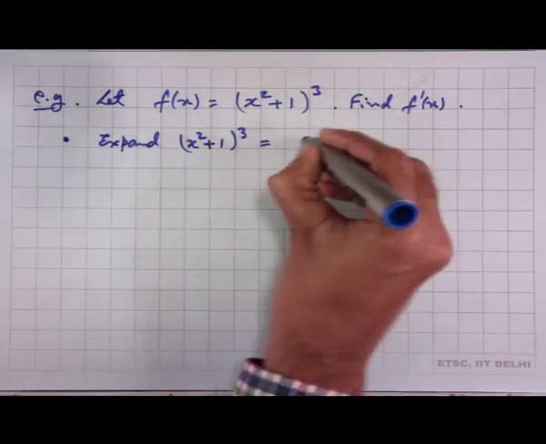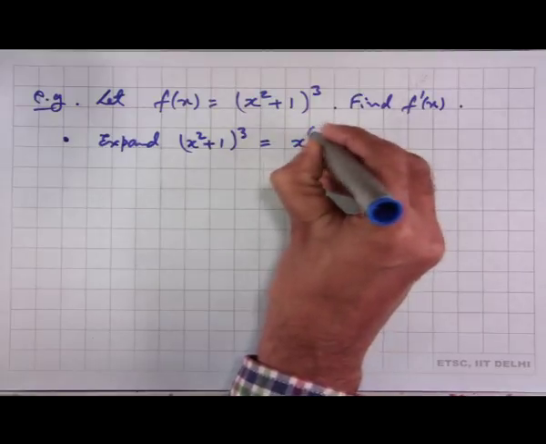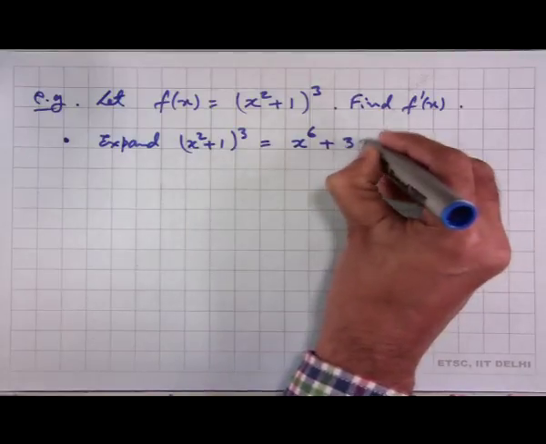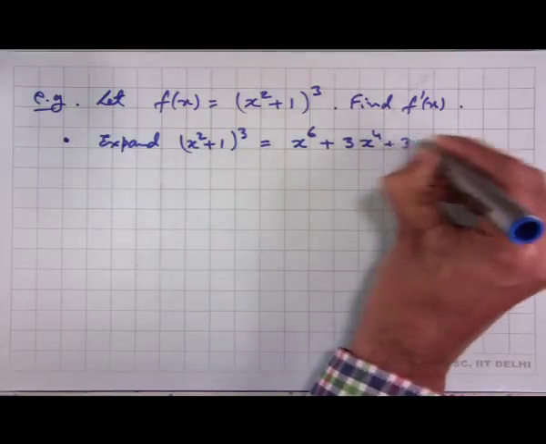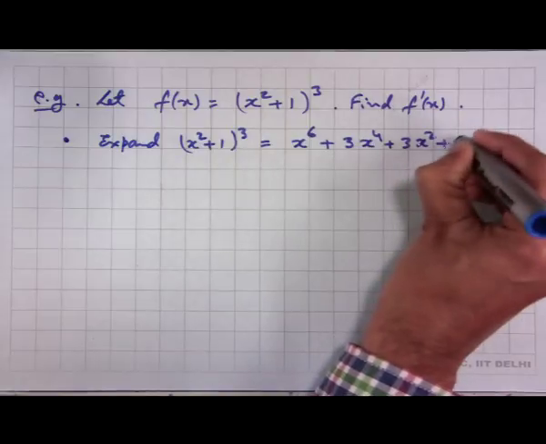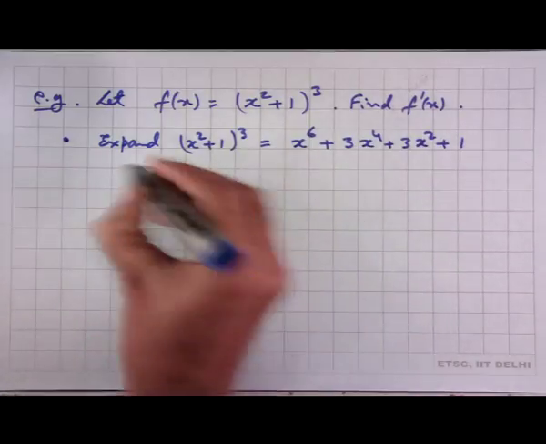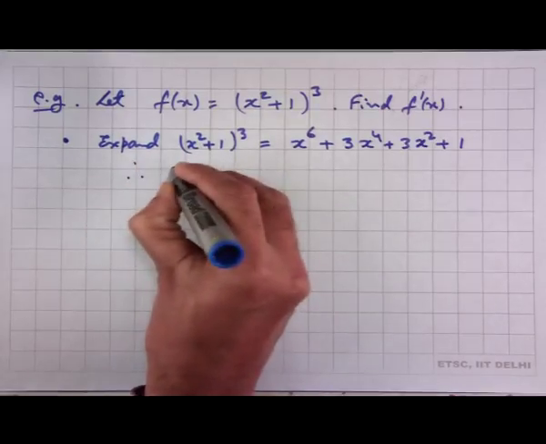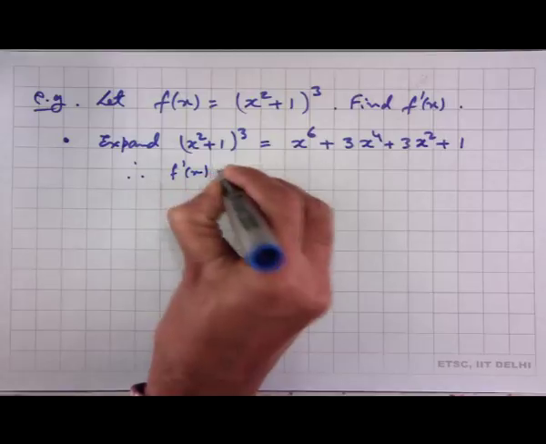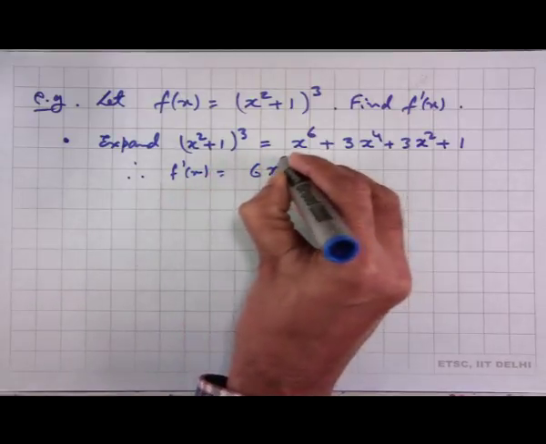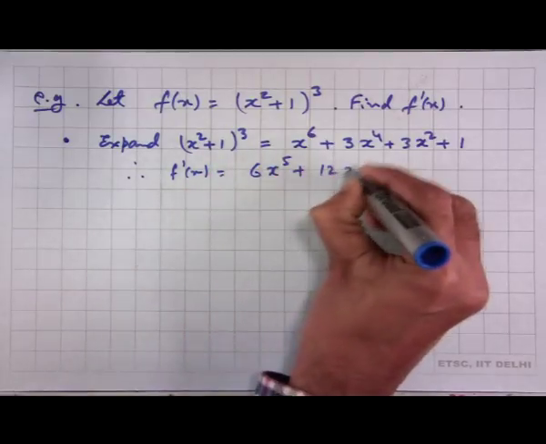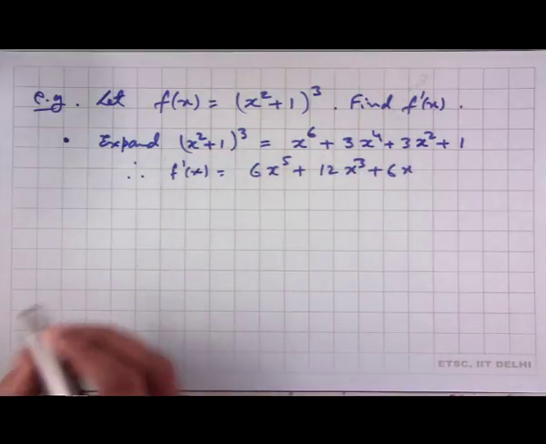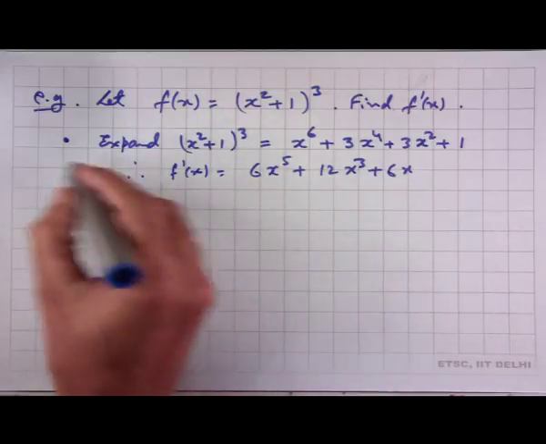This will be equal to x to the 6 plus 3 times x to the 4 plus 3 x square plus 1, and now we know the derivative of x to the n. Therefore, f prime x is equal to 6 x to the 5 plus 12 x cube plus 6 x. So, this is one way.